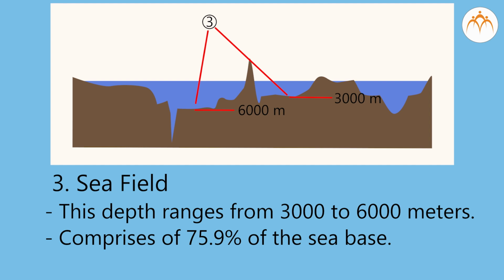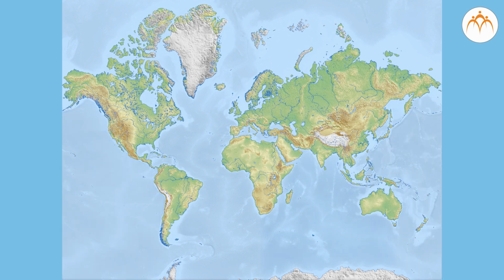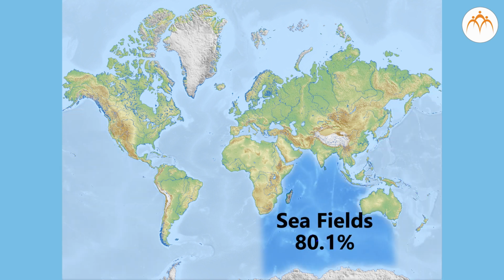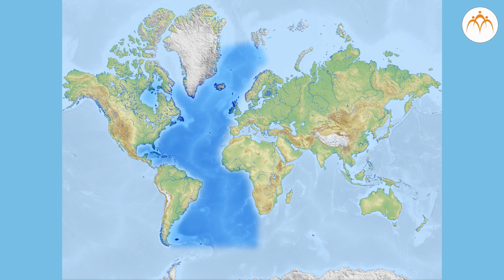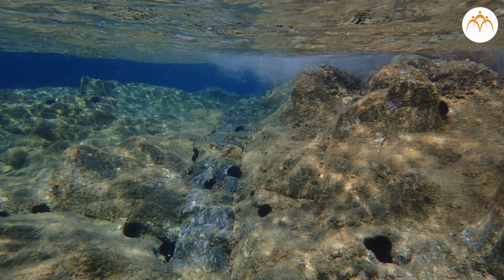The percentage varies from seas to oceans. For example, in Pacific Ocean, it is 80.3%, whereas in Indian Ocean, it is 80.1%, and in Atlantic Ocean, it is 54.9%. Though apparently seen as a plateau, it also consists of small and big hills and ranges of mountains.